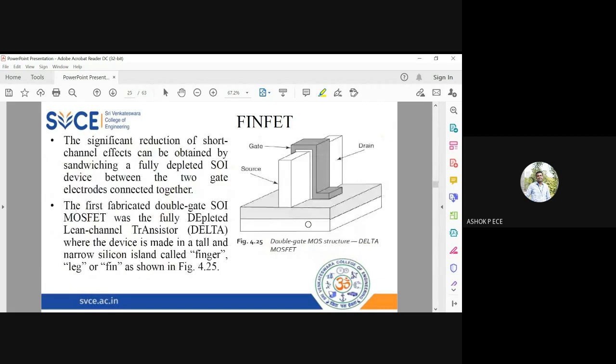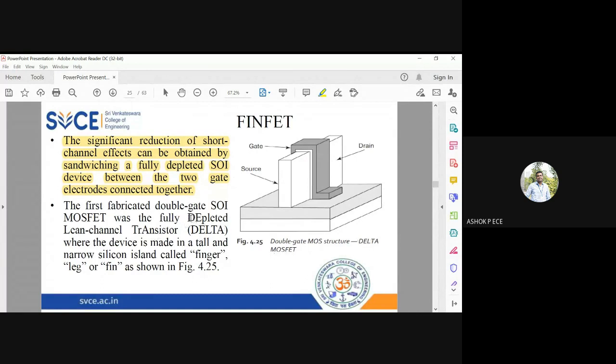The reduction of short channel effects can be obtained by having a fully depleted SOI between the two gate electrodes connected together. So you are going to have a silicon on insulator device. SOI is a silicon on insulator device, and if I sandwich this device, I can reduce the effect of short channel even more. This type of fabricated device is called Delta. It's called the Delta MOSFET.